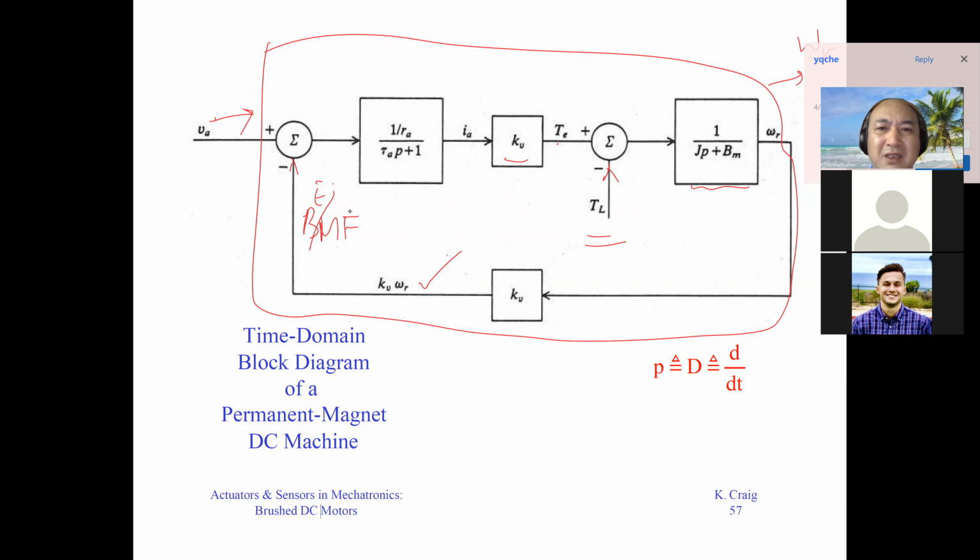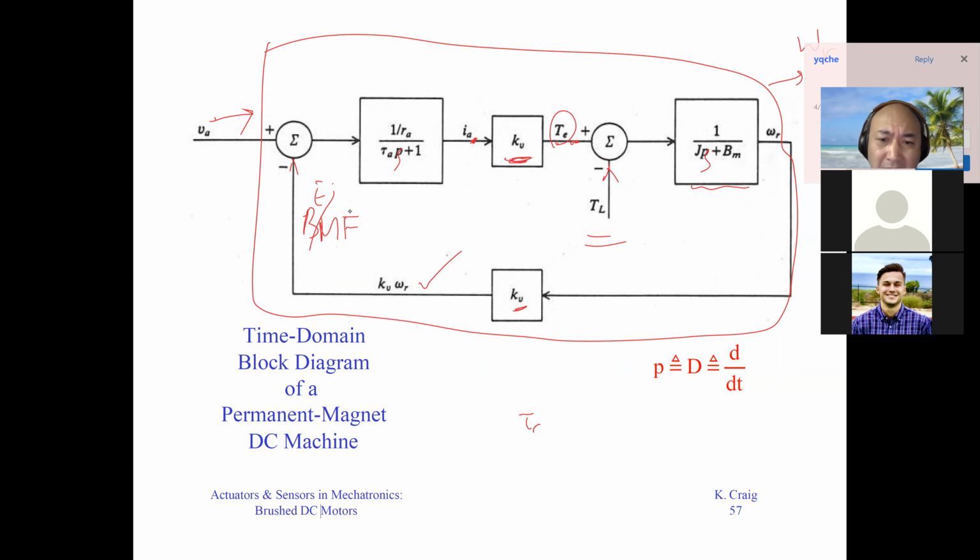So then basically the electromagnetic torque you can provide is proportional to the armature current and this KV, and you see KV in two places here, okay? Then you drive this mechanical system. So that's what you have. So if you write this in S and put it together, what are you going to get?